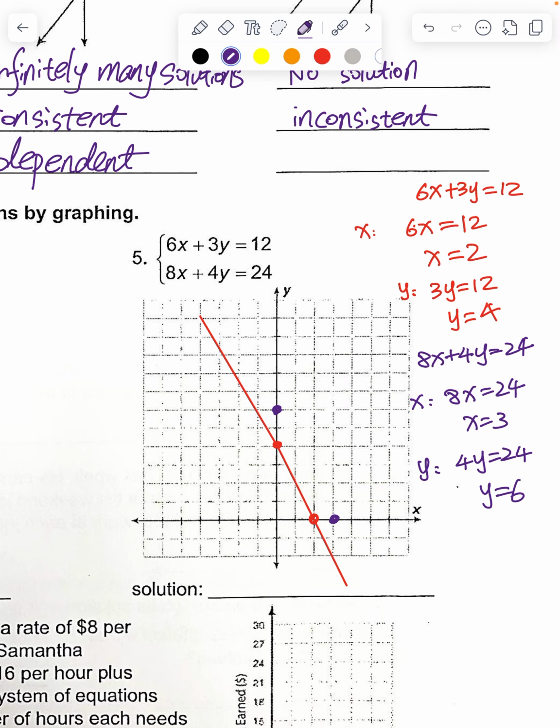Now we're going to connect these 2 points and make it a little longer. Whoa. Looks like these 2 lines are parallel to each other. So, no solution. They never cross each other, right? Never cross each other.